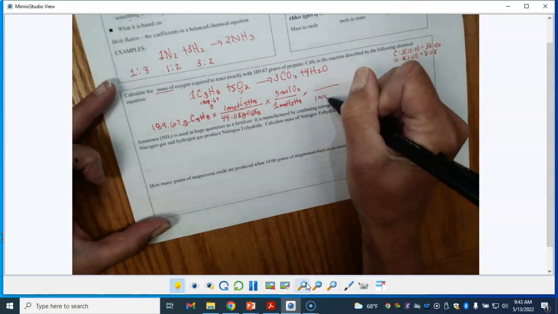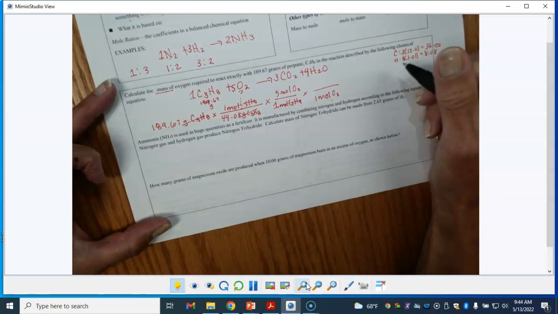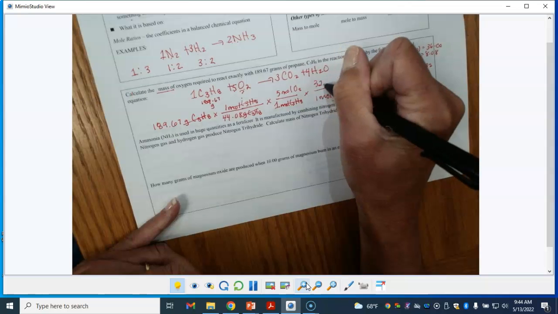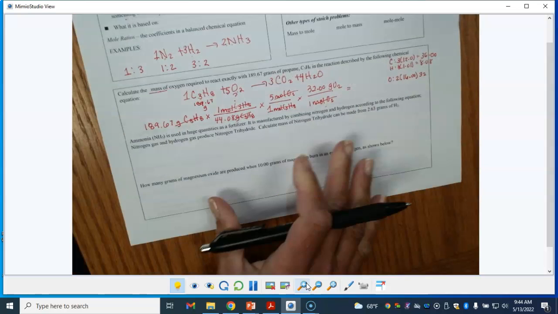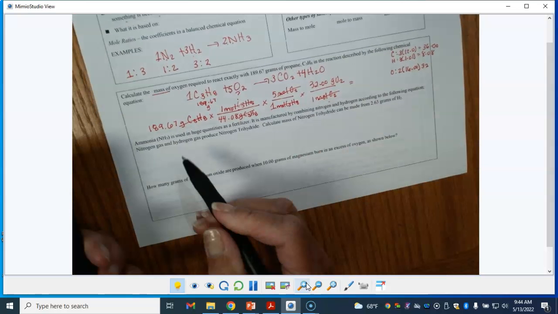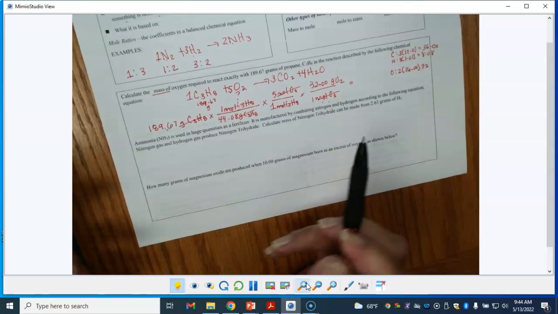So I'm going to say 1 mole of O2. And I need to calculate the molar mass of O2. So oxygen, 2 times 16 is 32. Is that right? Let me check. 32. My moles are gone, and now I'm at grams. So now it's just math. I'm going to multiply everything on the top, and then multiply everything on the bottom and divide.